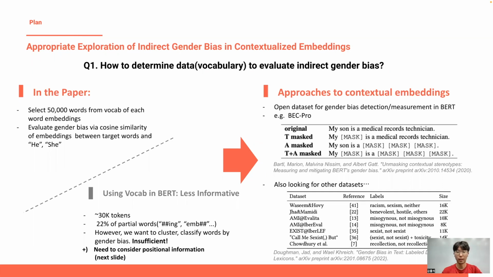The first one is data. To calculate gender bias in the paper, just applying the cosine similarity among words was totally fine. In contrast, the limited unit vocabulary in BERT is insufficient to deal with gender bias. So our first plan is about the dataset. Thanks to many researchers, there are datasets for gender bias detection and measurement in contextual embeddings. We are going to look at a reasonable dataset to set as criteria for evaluation of gender bias.